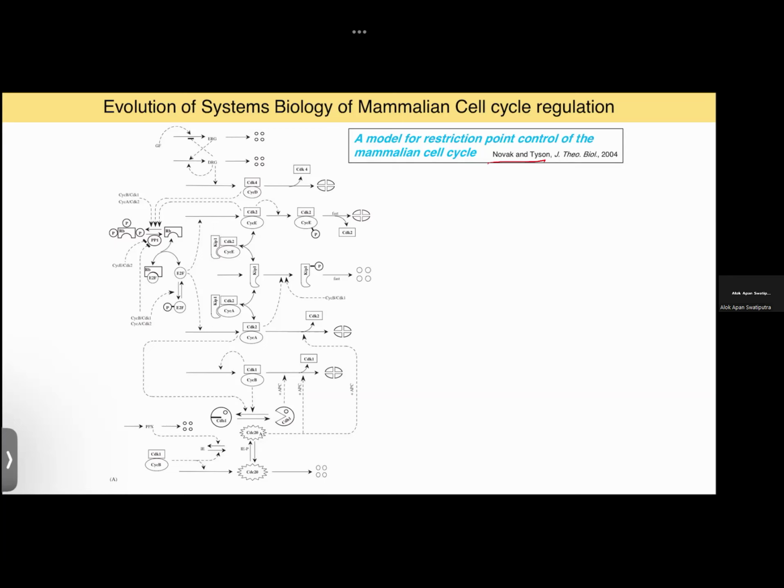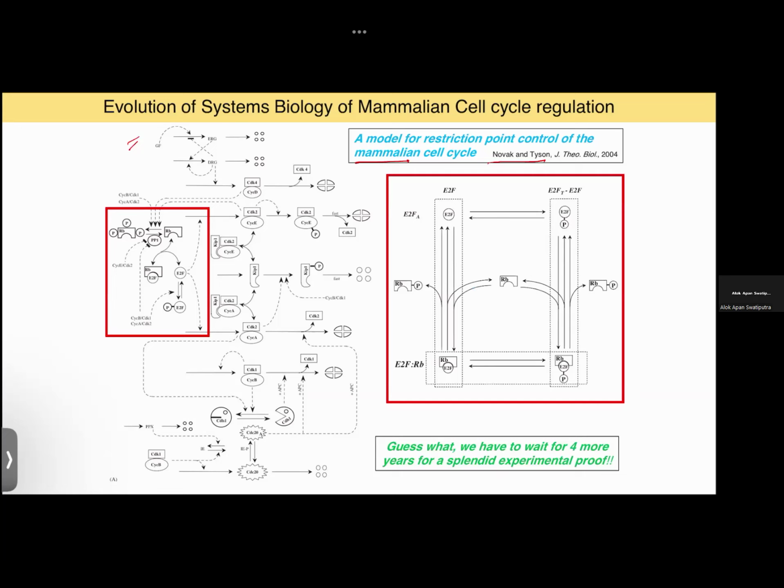Now, it was in 1993 where we were working with early embryos, Xenopus oocytes. These are small organisms. Gradually, we are moving into more and more complex organisms. This is a mammalian cell. So this is a pretty big model which encompasses all sorts of proteins which were known at that time in the circuit. What we'll be focusing on is this particular region, which is the RB E2F restriction point.